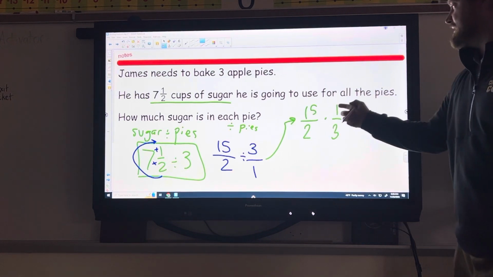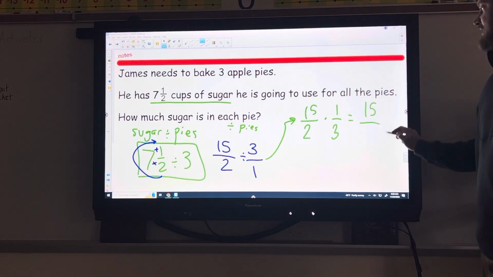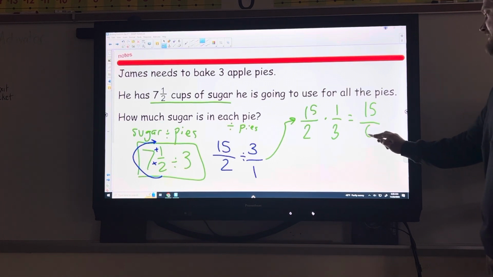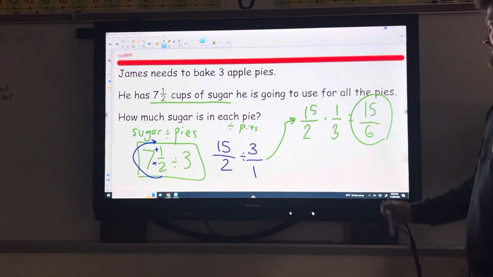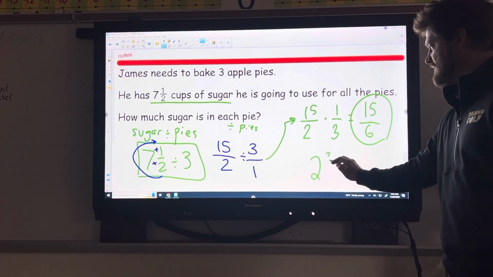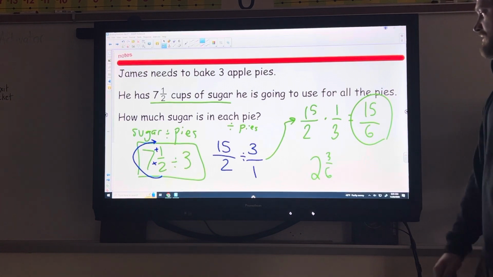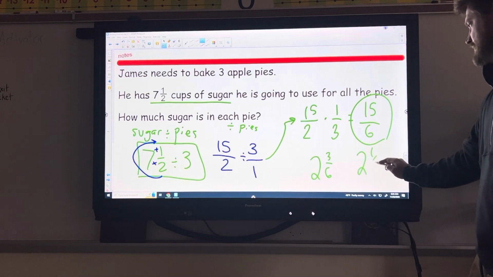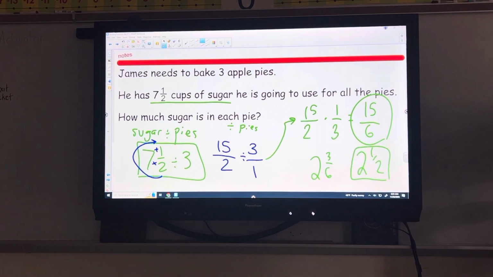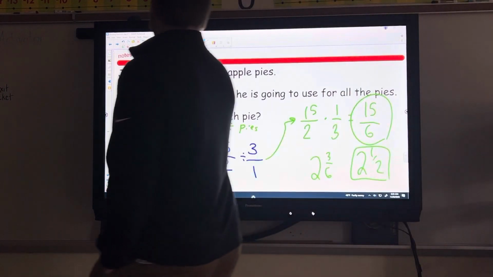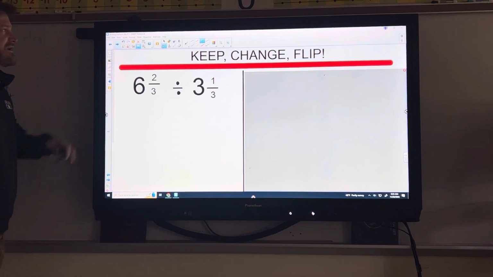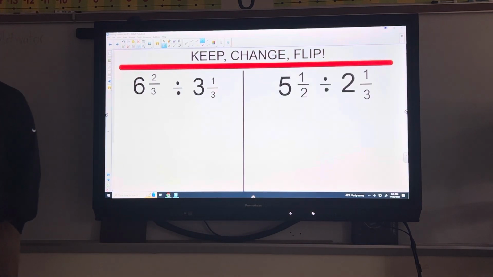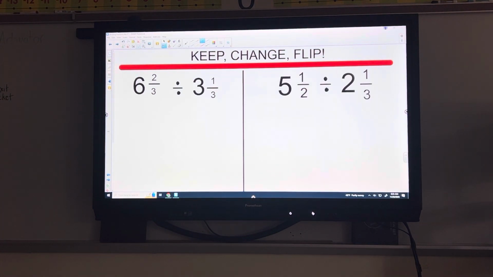Just go straight across. 15 times 1 is 15. 2 times 3 is 6. And there's your answer. Now, if you take it a step further, then 6 goes into 15 twice, with 3 left over. Denominators are the same, and 2 and 3/6 is also known as 2 1/2. Those are your 2 possible answers there. Hopefully that made sense. So you can do these 2 on your own. Pause the video and give it a try.